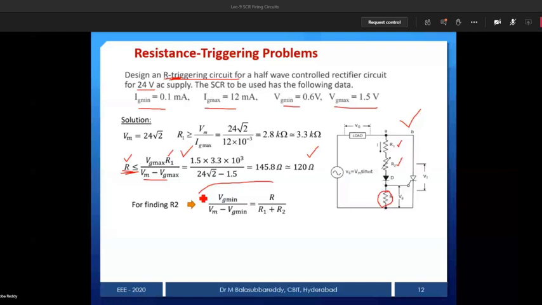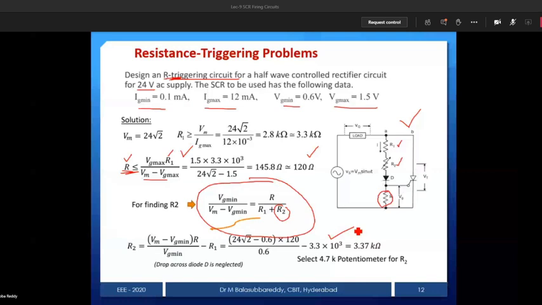So from this, you can easily get what the R2 value is. To find R2, you can use this relation, just substitutions only. Therefore, R2 is nothing but a variable resistor. To get this data, when the system is operating, what is the value of RV I have to use?